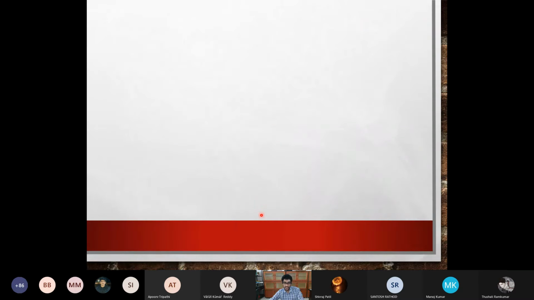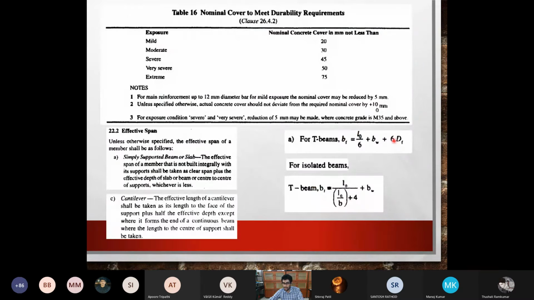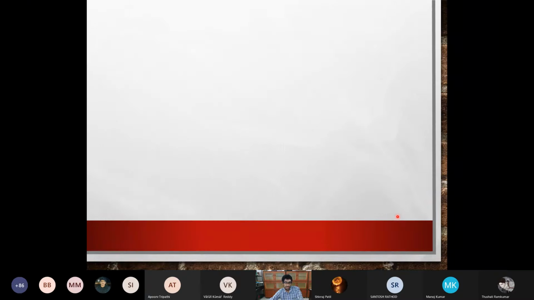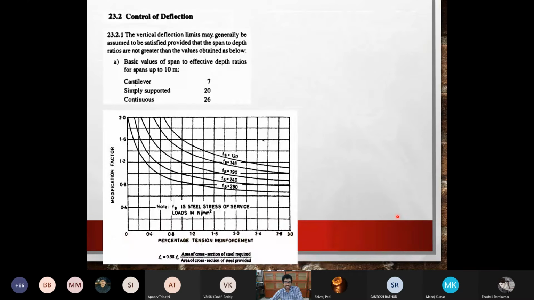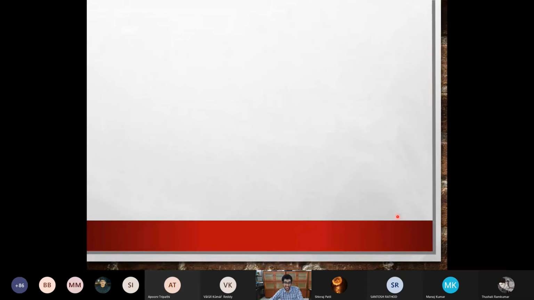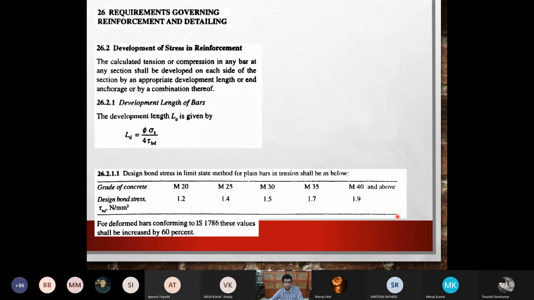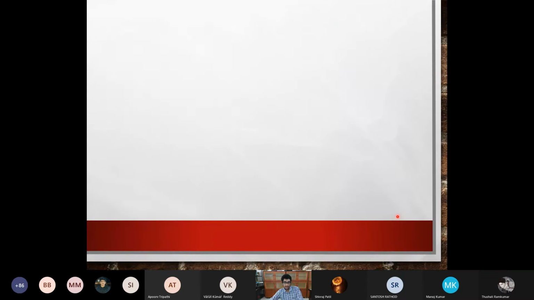Now you see the formula, no? What I showed for T means effective flange width. If it's a part of a slab system, it's like this. If it's isolated, then mostly you will come across this formula only. You won't be using this too much. These things have been seen. Control of deflection has been seen. Detailing requirements have been seen.